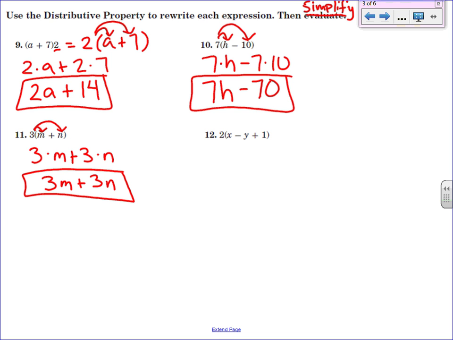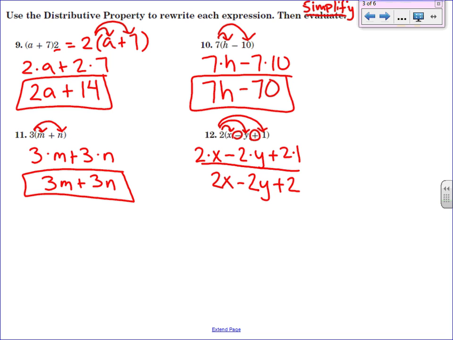In number 12, we have more than 2 numbers in the parentheses, but all that means is you're doing multiplication 3 times. As many times as there are in the parentheses, you're going to do. So you have 2 times x minus, keeping the symbols in between, 2 times y plus 2 times 1. So numbers next to variables, and then 2 times 1 is 2. I have all different variables, so they aren't like terms. That's as far as I can go to simplify it.